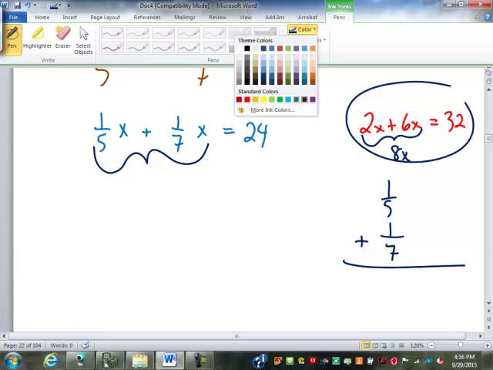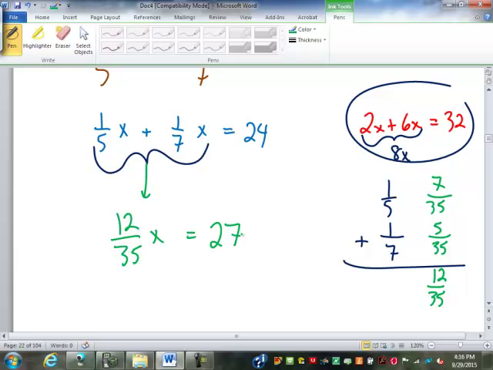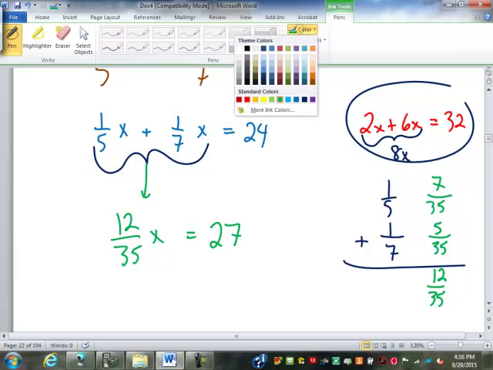The common denominator is, of course, going to be 35. This is 7/35 and 5/35, so it gives me 12/35. So this becomes 12/35 x. I just added 1/5 x and 1/7 x. Equals 24. What's that? It equals 27? 24, thank you.